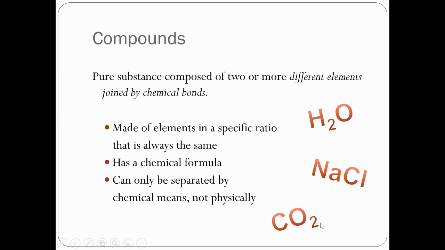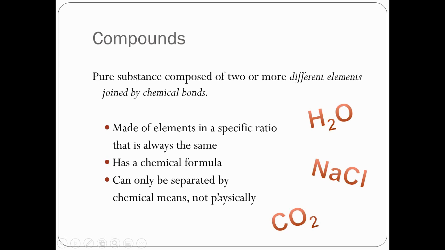And then you come down here to CO2. This is a 1 to 2 ratio. Remember again, if you don't see a number by the atom, you assume there's a 1 there. So again, 1 to 2 ratio, one carbon, two oxygens. They're always in this ratio. It has a chemical formula. So H2O, it's water, its chemical formula is H2O. For table salt, its chemical formula is NaCl. For carbon dioxide, the gas that we exhale, it is CO2.